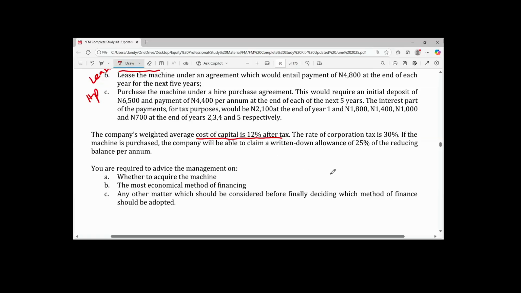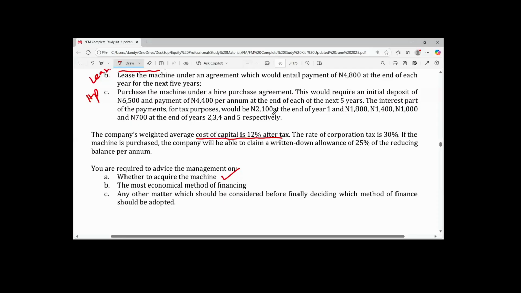Yes, that is the question. In the A part, whether you are told or not, that's the most important thing you need to do. You must evaluate the asset to know whether it is financially viable. That's your starting point. After that, you can then determine the most economical method of financing the assets. So let's go straight to solving this question.